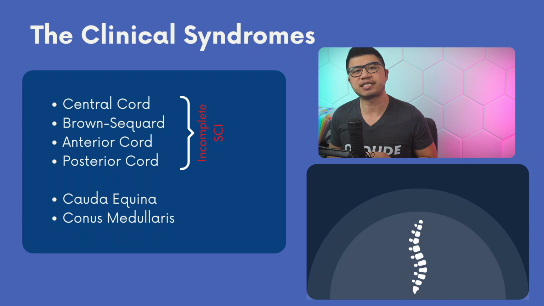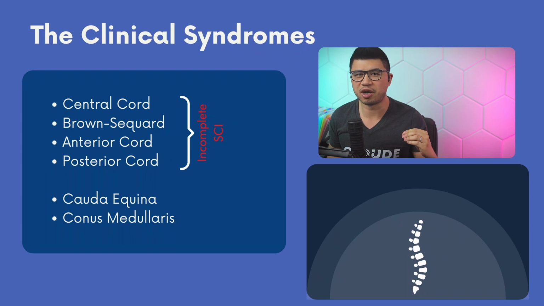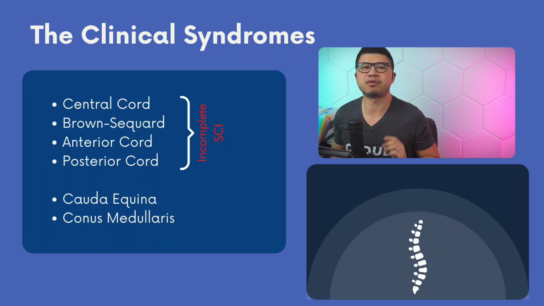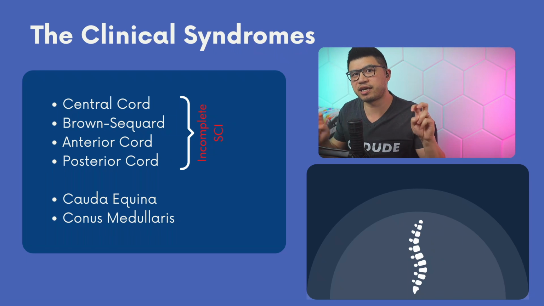The ASIA defines complete injuries as the absence of motor and sensory function below the level of injury. Instead, an incomplete injury spares some neurological functions below that level of injury. And most of the spinal cord syndromes that we will cover are considered incomplete spinal cord injuries, such as central cord syndrome, Brown-Sequard, anterior cord, and posterior cord.